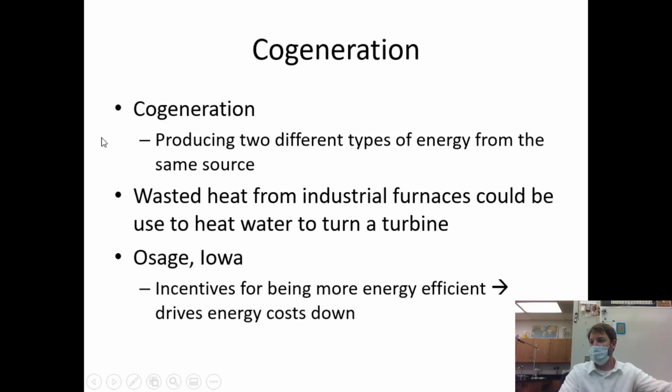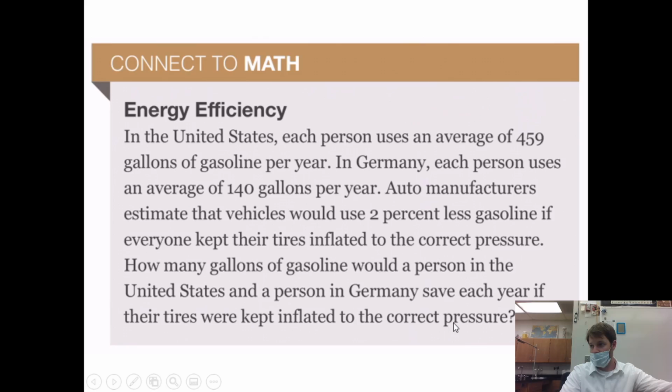There's cogeneration. This produces 2 different types of energy from the same source. So wasted heat from industrial furnaces can be used to heat water to turn a turbine. One example is in Osage, I think you say Osage, I'm not positive, Iowa. There's incentives for being more energy efficient, so this drives down energy costs. So that's another method that could be used to save energy.